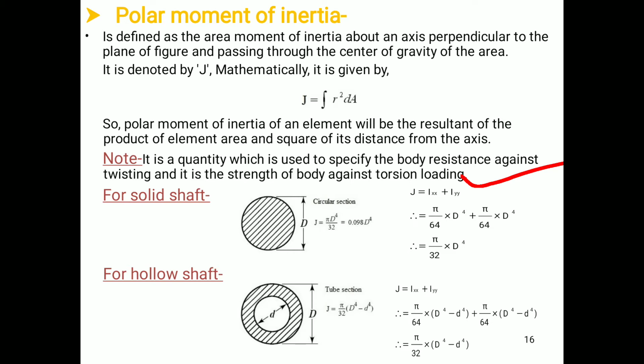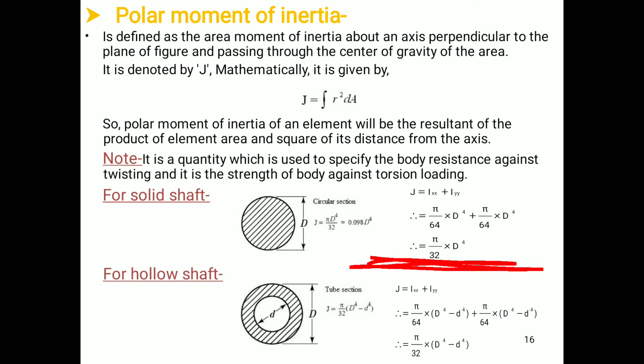So Ixx for a given solid shaft is pi by 64 d raised to 4, plus Iyy also the same, it is pi by 64 d raised to 4. So on adding both the values of moment of inertia, we have polar moment of inertia for the solid shaft equal to pi by 32 d raised to 4. This is the value of polar moment of inertia for the solid shaft.